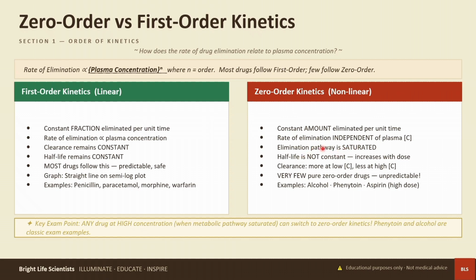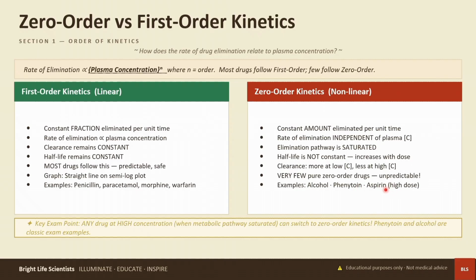Half-life is not constant in this case. It increases as the dose increases. Clearance falls at higher concentration. This makes zero-order drugs dangerously unpredictable. The pure zero-order drugs you must know include alcohol, phenytoin at therapeutic levels, and aspirin at high doses.